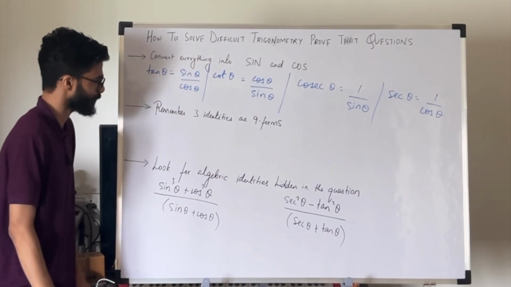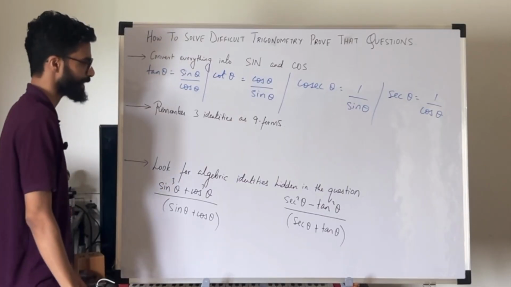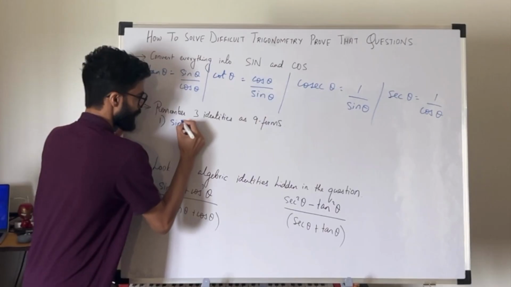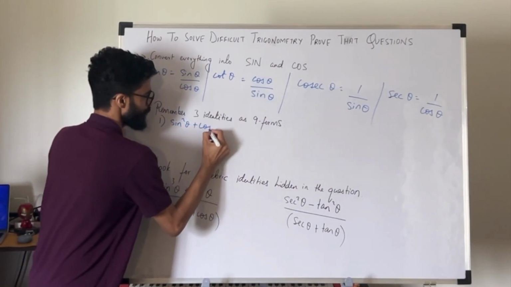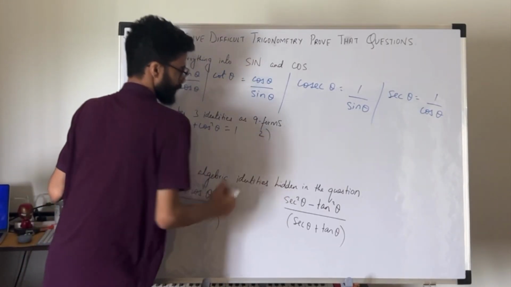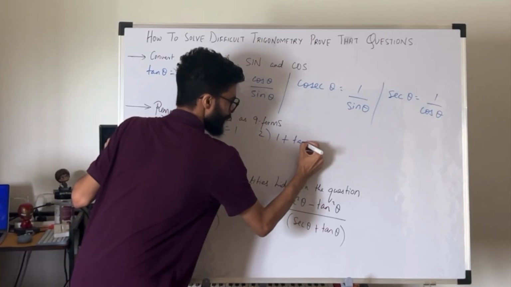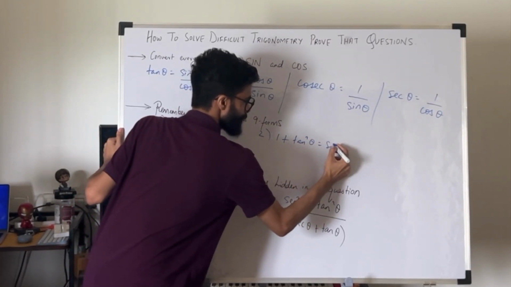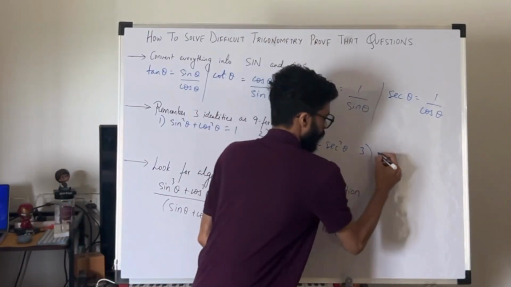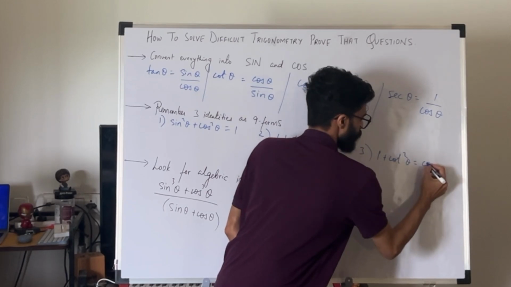Trick number 2, remember 3 identities as 9 forms. Suppose I have my first identity, sine square theta plus cos square theta is equal to 1. 1 plus tan square theta is equal to sec square theta. And identity number 3 is 1 plus cot square theta is equal to cosec square theta.